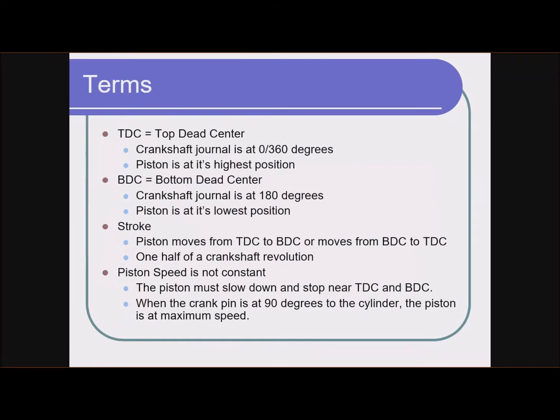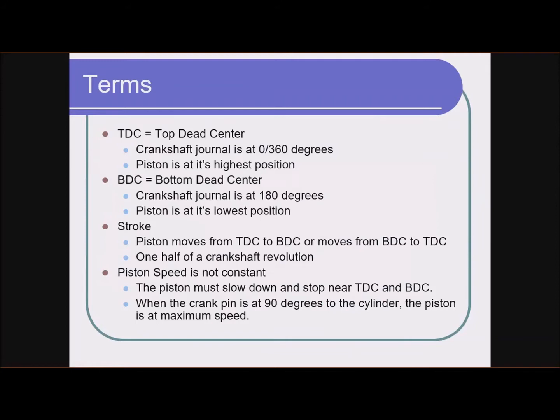The next point, piston speed is not constant. As the piston approaches the top, it's going to change direction, right? So imagine you're driving your car and you're going to go backwards, right? You're maneuvering in a parking lot. So you're pulling forward before you can put it in reverse and go backward.